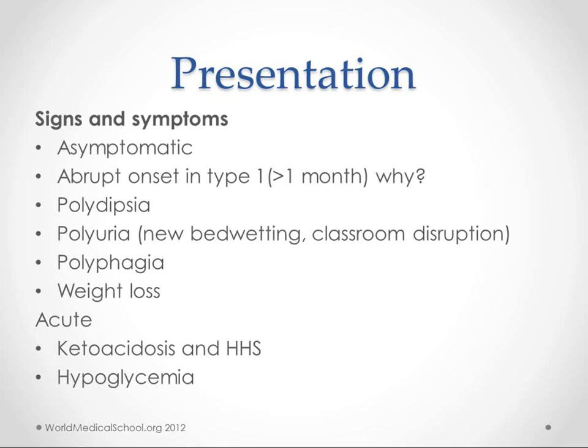The acute symptoms that a lot of kids still present with are ketoacidosis, and in type 2 diabetes, HHS, which is hyperglycemic... Oh no, I can't remember what it stands for. Anyway, this HHS is a hyperosmolar hyperglycemic syndrome, maybe. Anyway, what it is, is a ketoacidosis-like process that happens more in type 2 diabetes.